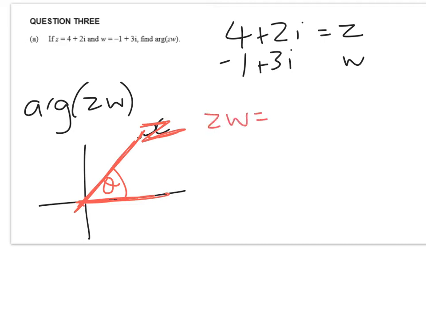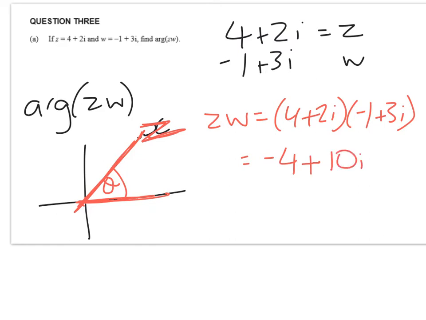So ZW is equal to 4 plus 2i times negative 1 plus 3i. Right, that equals negative 4 minus 2i plus 12i, so that's going to be plus 10i, and then 6i cubed, so it's going to be minus 6. That gives me ZW equals negative 10 plus 10i.